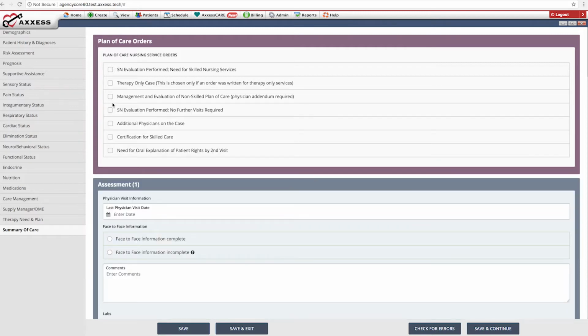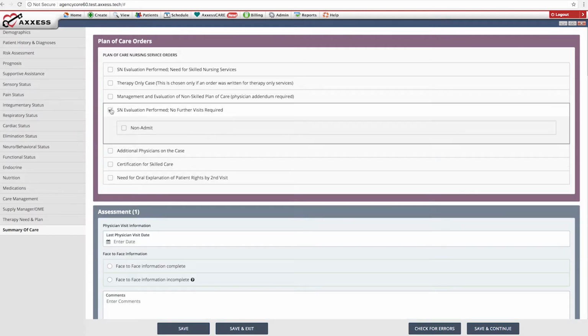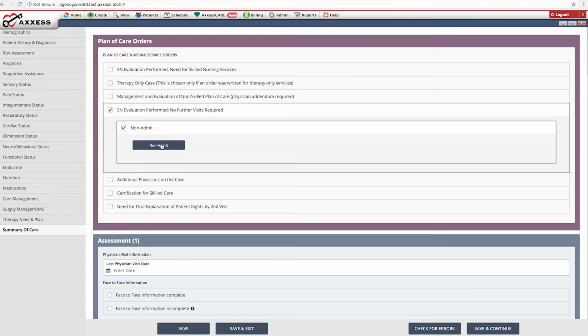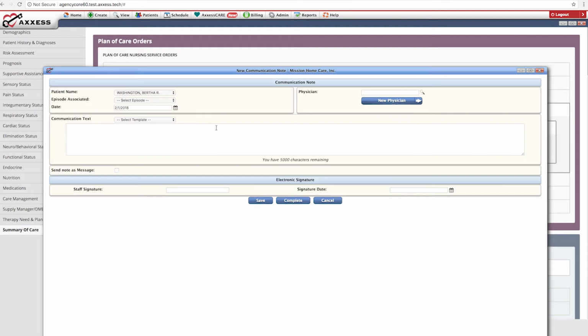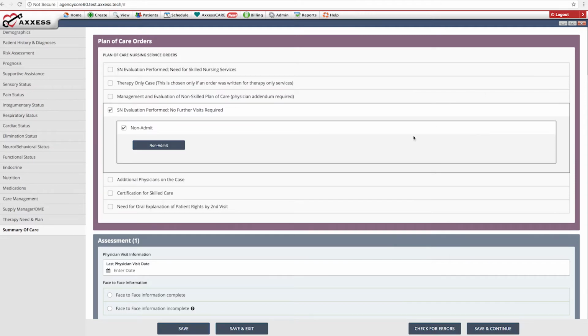And then the last option, of course, would be that the skilled nurse evaluation was performed, but there are no further visits required. And if that is the case, then that patient is going to be a non-admit. You're able to click non-admit, and then you can put in a communication note to your clinical manager so that they know that the patient is a non-admit, and you have documentation as to why the patient is a non-admit.